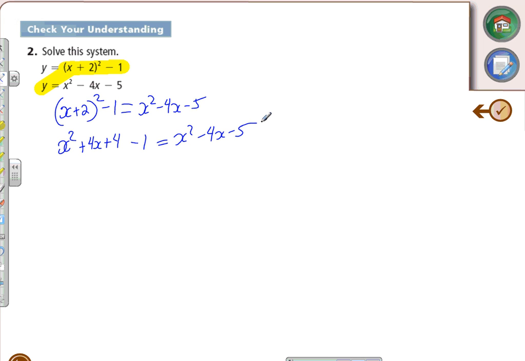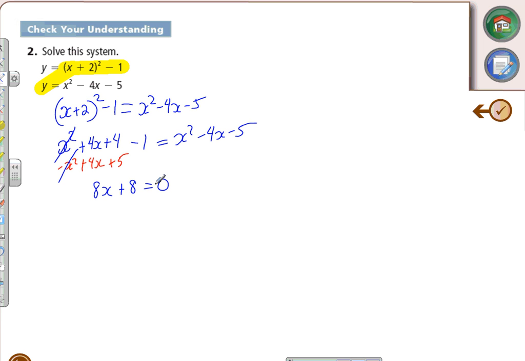Collect our like terms and equate to 0. So let's bring all this over to this side. Nice thing is that when we subtract the x squared, subtract the 4x, and add the 5, this was equal to 3 here. Those ones canceled off, and we get left with 8x plus 8 equal to 0.